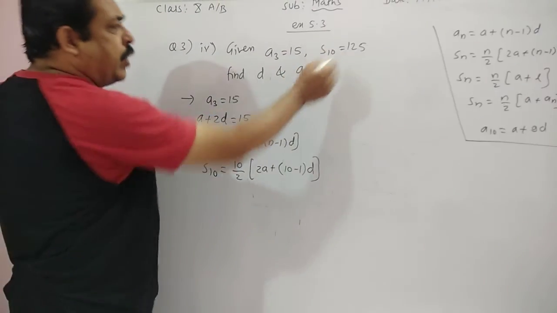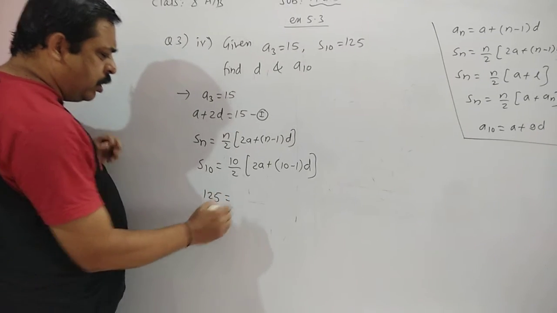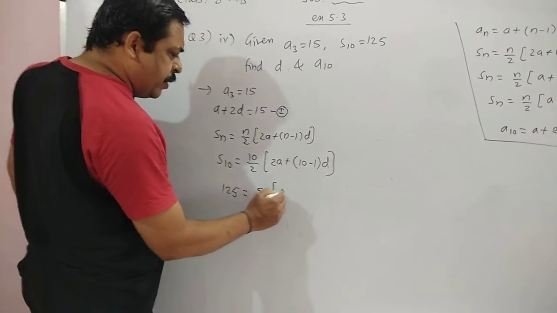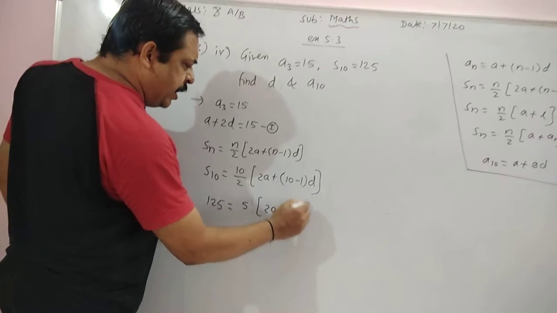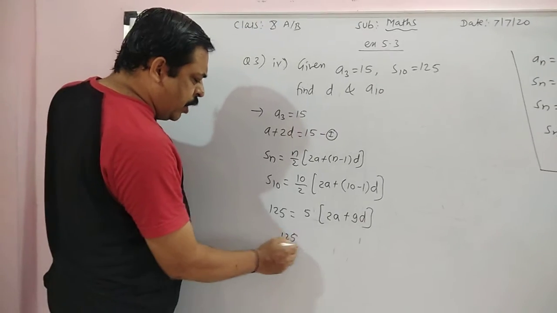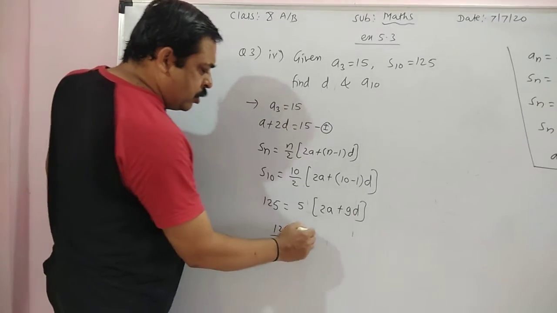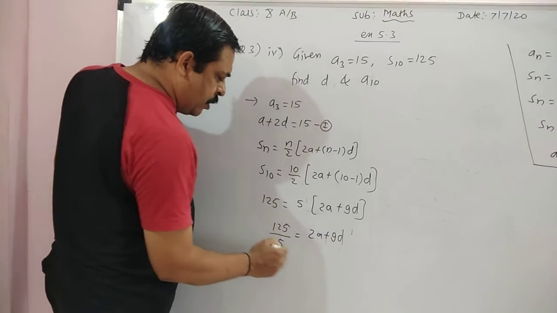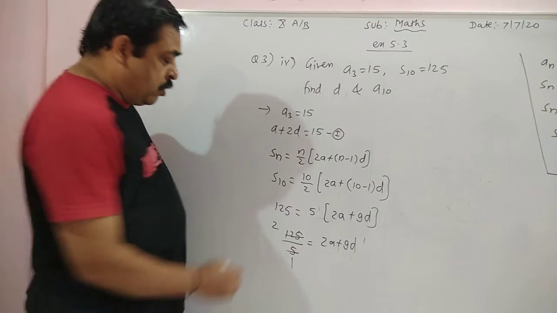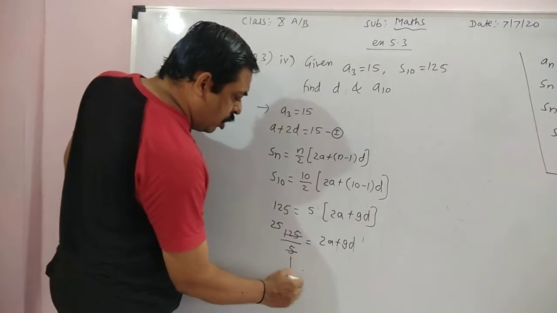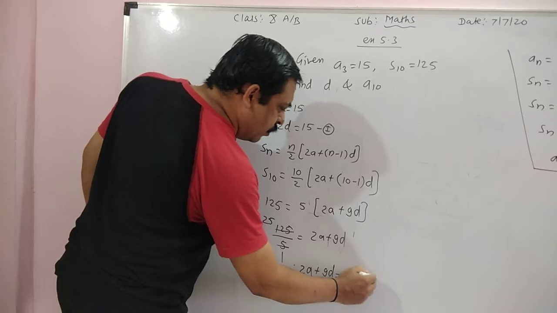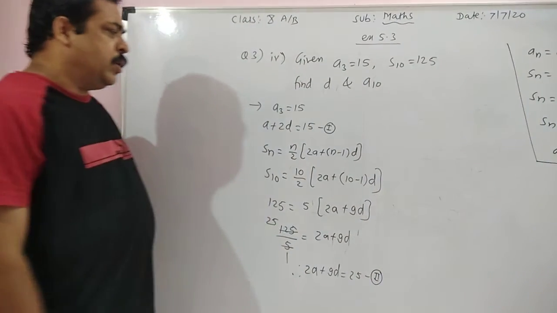The value of S10 is 125. We substitute here, the value of S10 is 125. 10 by 2 is 5, 2a plus 9d, 10 minus 1, 9d. Now we shift that, 125 upon 5. 5 1s are 5, 5 2s are 10, 2 carry, 5 5s are 25. Therefore we get another equation, 2a plus 9d equal to 25. Denote this as equation number 2.